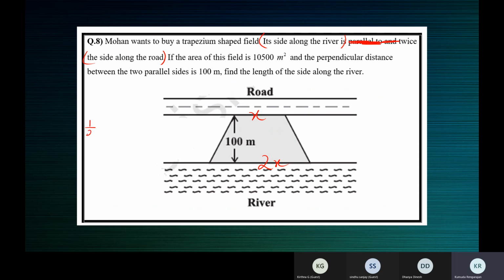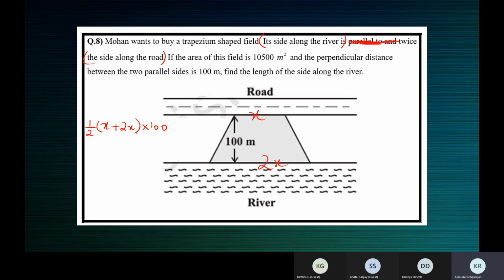So see here, half. What is the sum of the parallel sides? What are the lengths of the parallel sides? We have assumed, right? X and 2x, ma'am. Correct. So this is the sum of the parallel sides, x plus 2x, into the distance between them. What is the distance between them? 100 meters, ma'am. So this is the formula to find the area of a trapezium. Half sum of the parallel sides. We do not know the lengths of the parallel sides, so we have assumed them to be x and 2x.